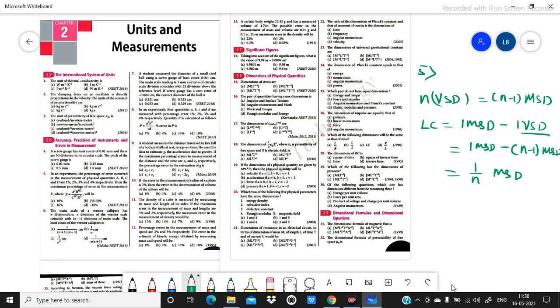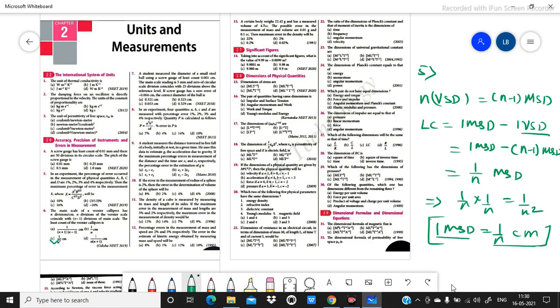So I can find out that least count is 1 by n into 1 by n, which is nothing but 1 by n square, as I know 1 MSD equals 1 by n centimeter. You have to remember these things, otherwise you can't find out. If you have remembered this, 1 MSD is 1 by n, so here you will put it and you will get 1 by n square. So the correct answer is option C, 1 by n square.